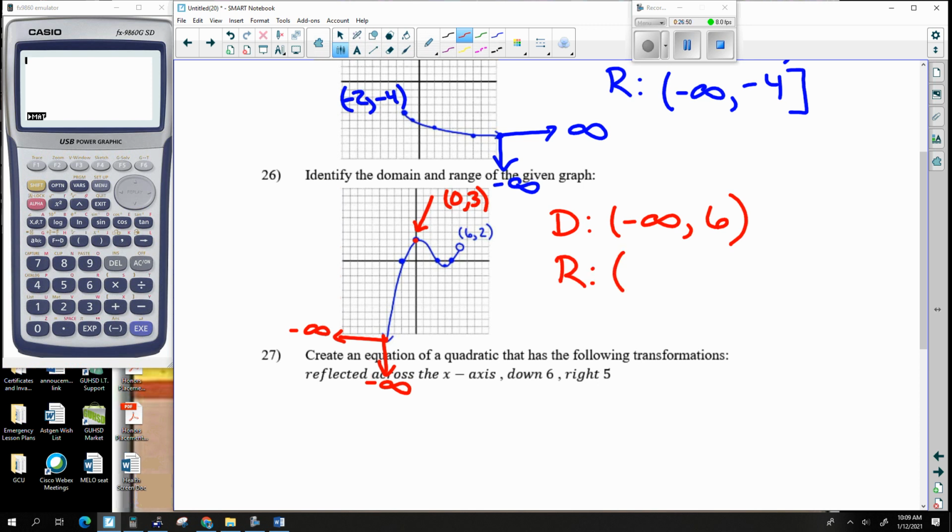Range. The lowest thing that I have is negative infinity. The highest thing that I have is 3. It goes through that 3, so that's a square bracket. Because notice how 3 is higher than that point right there. Okay, it's the lowest to the highest. So that dot is higher than that dot right there. So again, I need to know the lowest and the highest.